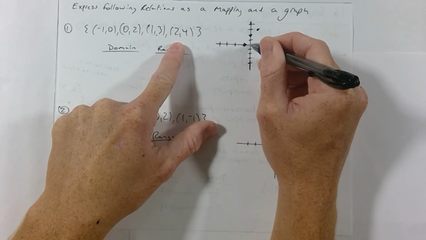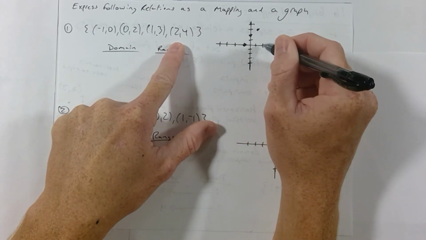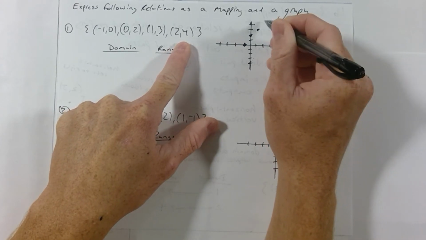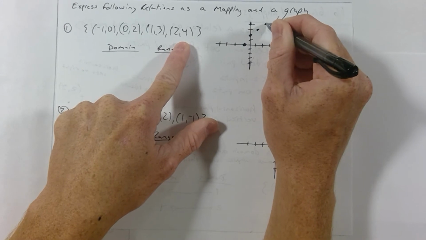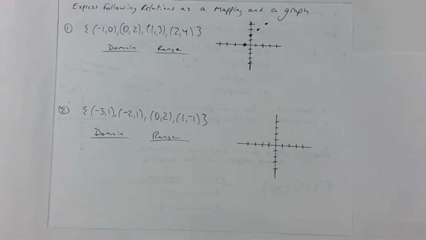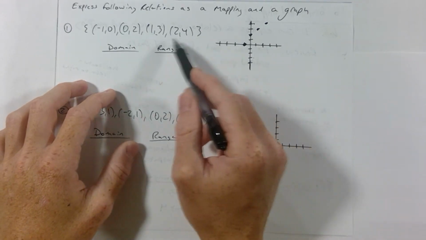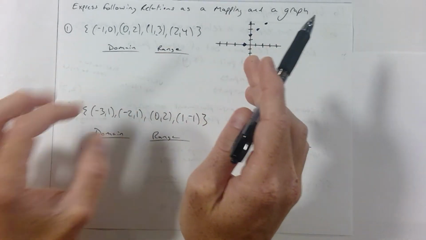So start at the origin. I move over 1, 2. And I'm going to move up 4. So I move up 1, move up 2, move up 3, move up 4. And now I've plotted all my points. So this is representing the relation on a graph. Plot those points and you're all set.